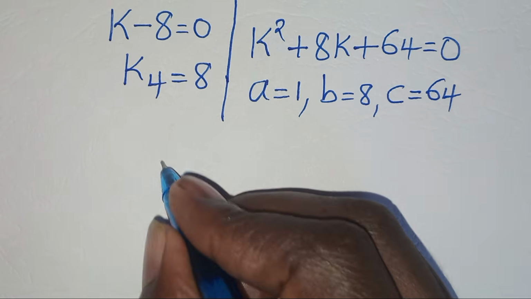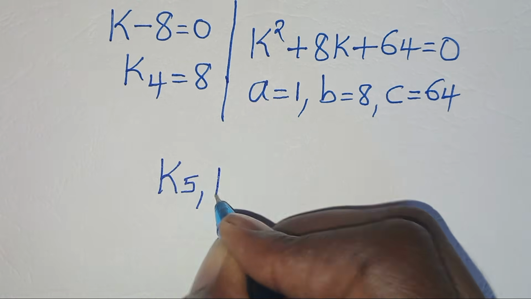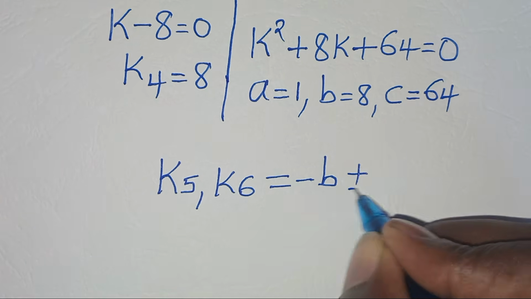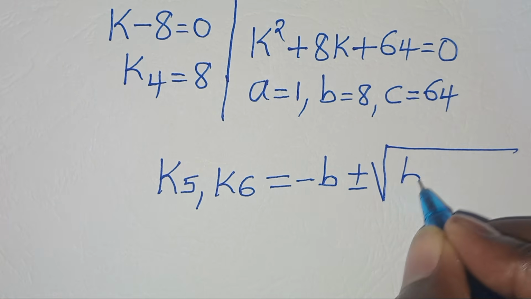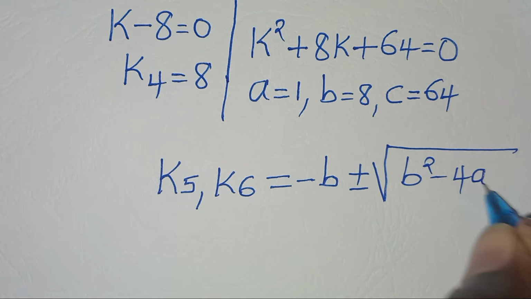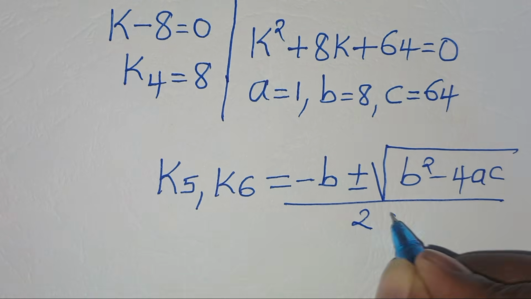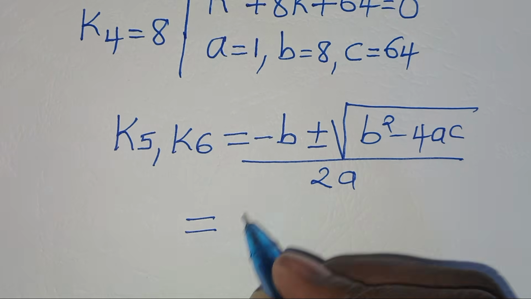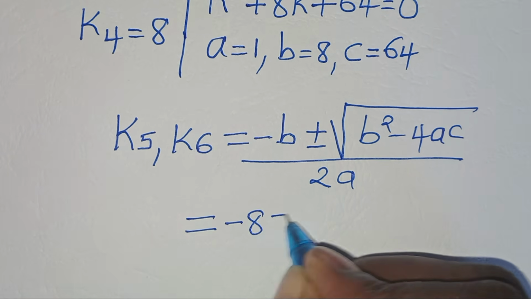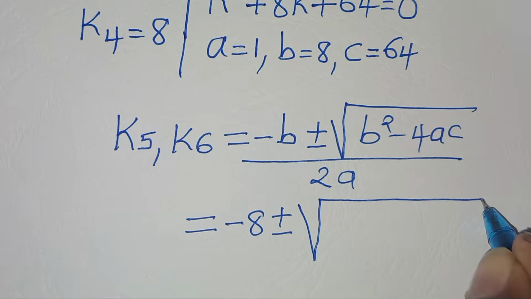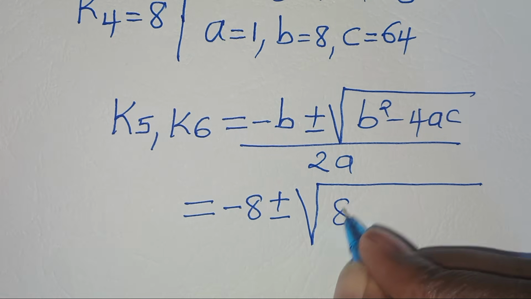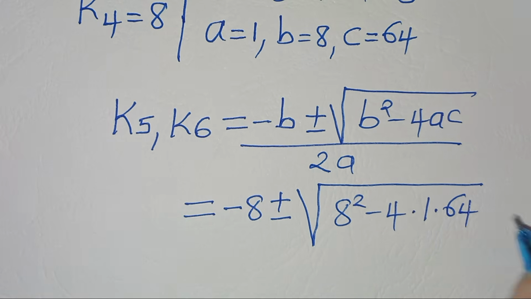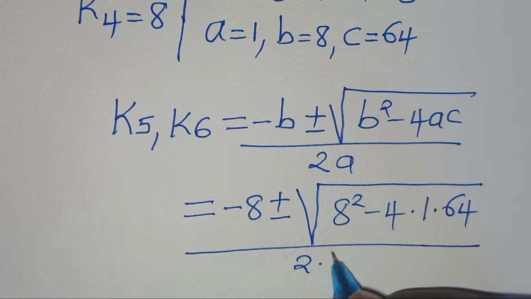So we can proceed to solve for k5, k6 by applying the quadratic formula, which is negative B plus or minus the square root of B squared minus 4AC, divided by 2 multiplied by A. So let's substitute the values of A, B, and C so that we have negative 8 plus or minus the square root of 8 squared minus 4 times A, which is 1, times C, which is 64, divided by 2 times 1.